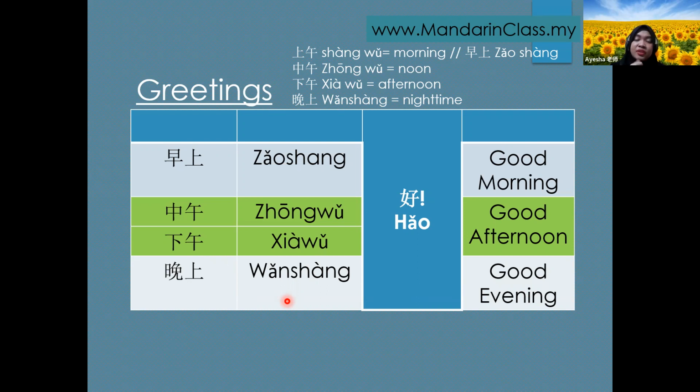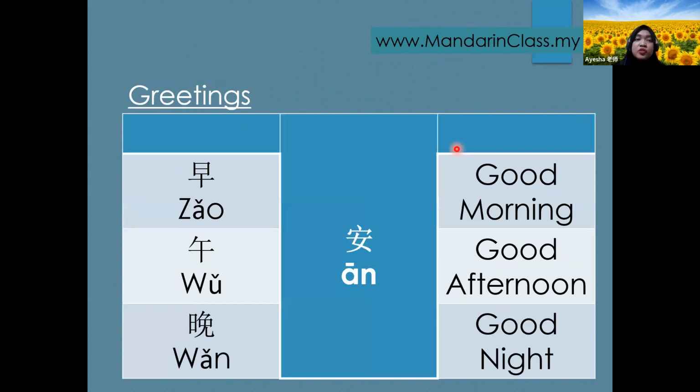Okay, now, what you have learned on this slide is the first way of greeting people that pertains to the time of the day. So if you want to say good morning, good afternoon, good evening to someone, you can use the word 好 to indicate good time of the day. Now, the second way is using this term.